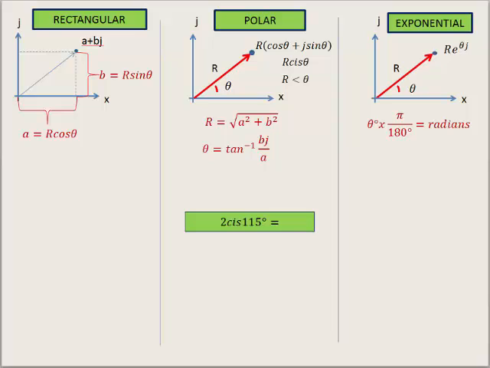Let's do one more example. And then I'll give you one on your own, right? So here is 2 CIS 115. We're going to take it into rectangular format. A is going to equal 2 times the cosine of 115 degrees. And that should equal negative 0.845. And B should equal 2 sine of 115 degrees, and that should equal 1.81J.